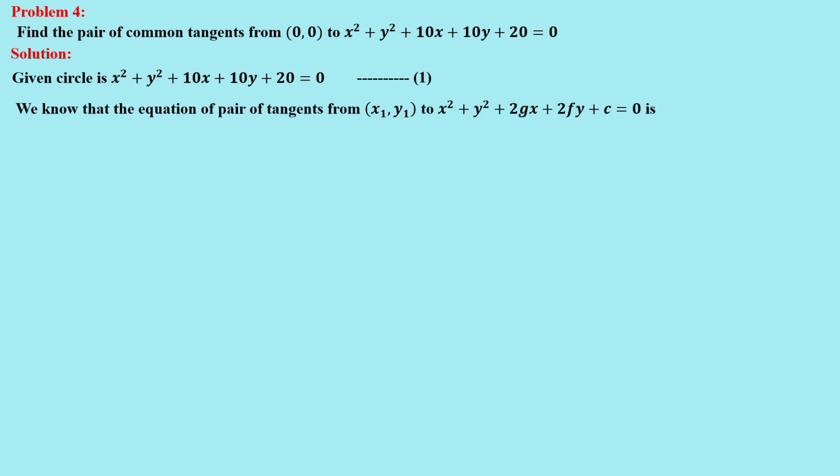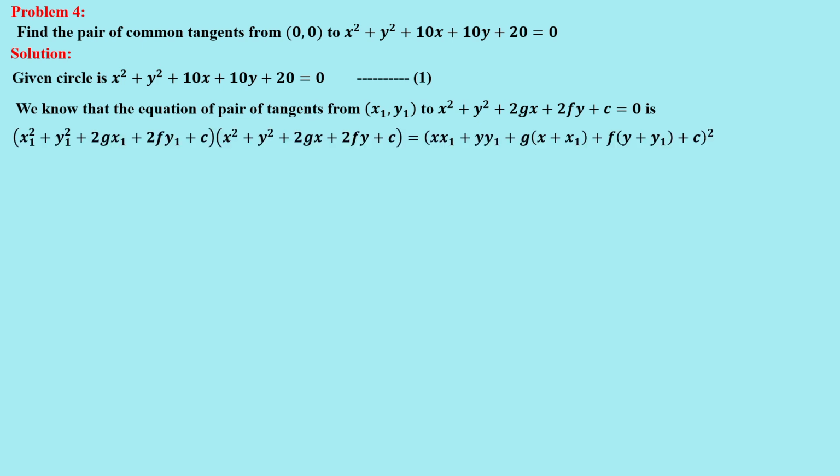We know that the equation of pair of common tangents from (x1, y1) to the circle x² + y² + 2gx + 2fy + c = 0 is (x1² + y1² + 2gx1 + 2fy1 + c) into (x² + y² + 2gx + 2fy + c) equal to (xx1 + yy1 + g(x + x1) + f(y + y1) + c) whole square.